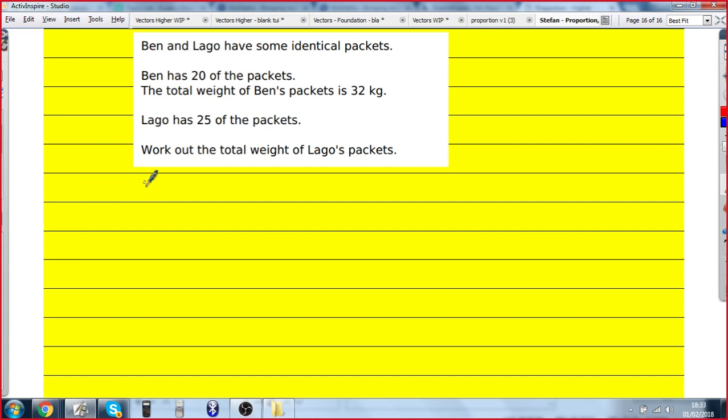20 packets weigh 32. So basically, let's see. The packets is k. Oh, hang on, the weight. There's some identical packets, so the weight is k times the packets. Okay, so how could we do this?